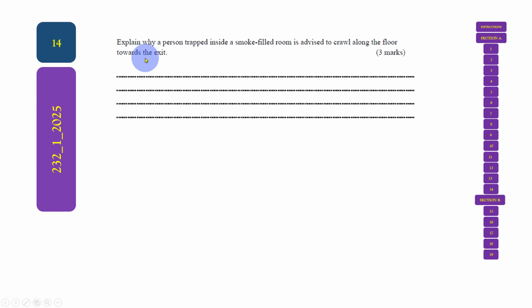Question 14. Explain why a person trapped inside a smoke-filled room is advised to crawl along the floor towards the exit. From which topic does this question come from? It is from heat transfer.